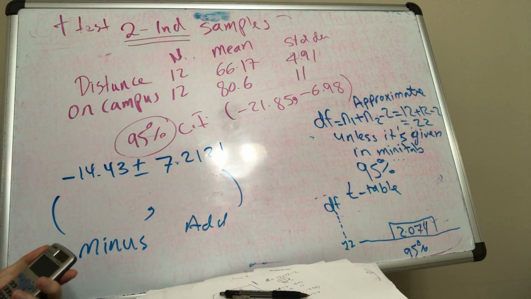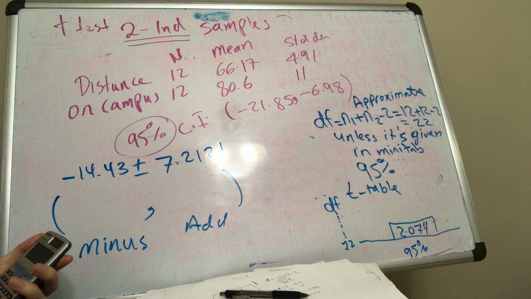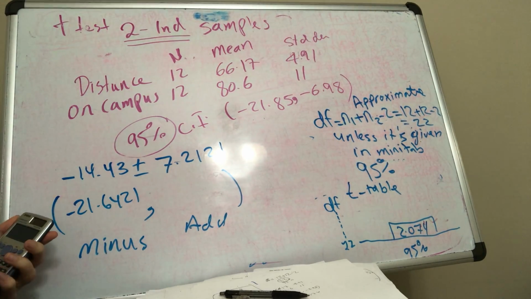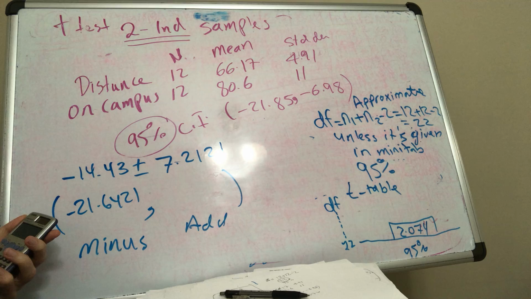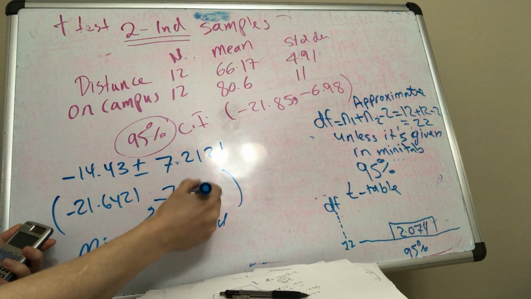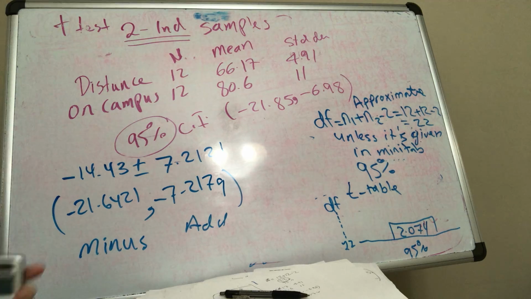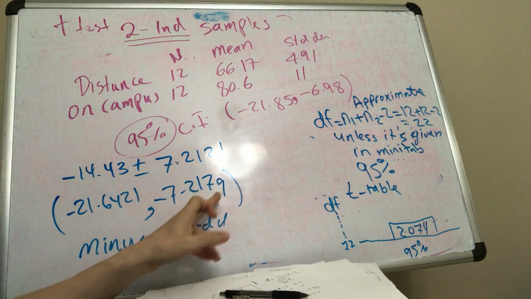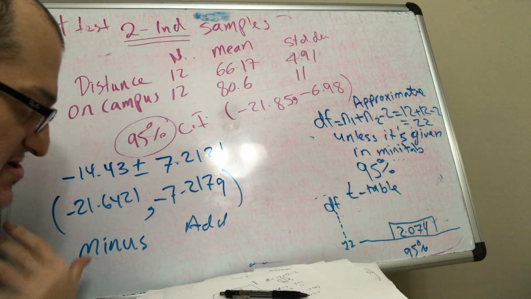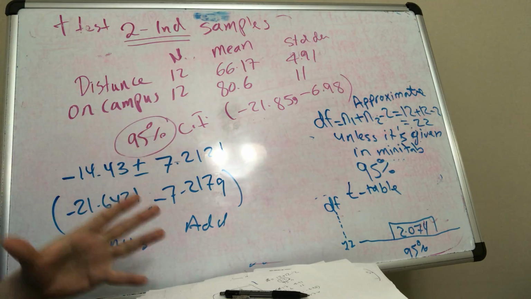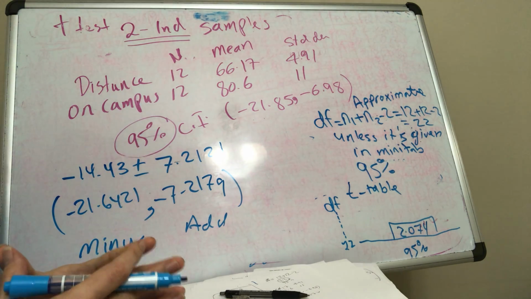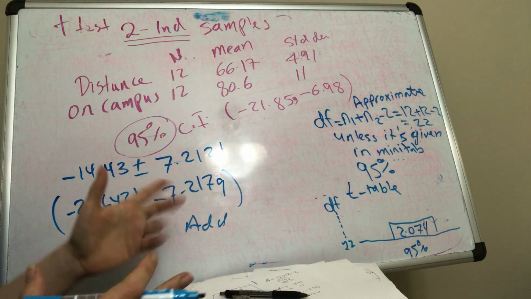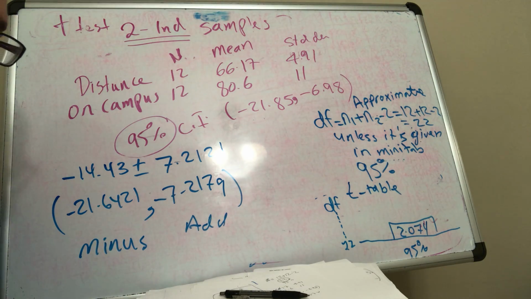So negative 14.43 minus 7.2121 takes you down to negative 21.6421, and if you add them, it takes you to negative 7.2179. Now, you'll see it's not exact. This one is off by about 0.15, and this one as well. So this is an approximation, because Minitab uses the correct way. But in the exam, if you're asked to do it this way, because you don't have the accurate degrees of freedom, this one is mathematically acceptable.